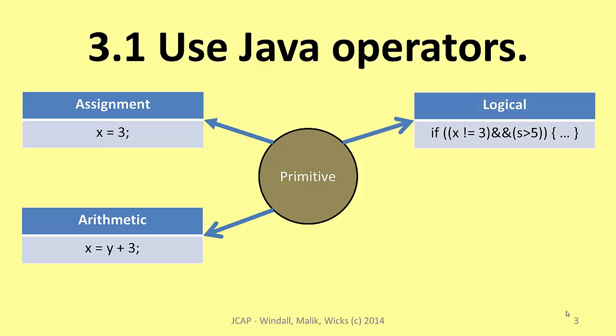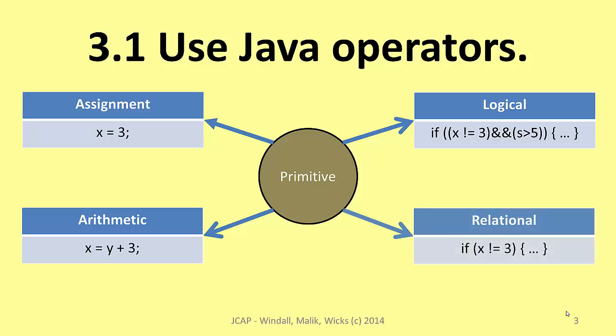Then there are logical operators, and and or. And is && and or is ||. So we can have a construct such as, if x is not equal to 3 and s is bigger than 5, do this. In that case, those commands will only be carried out if x is not 3 and s is bigger than 5. And finally, we have relational operators, such as not equal to. So if x is not equal to 3, do this.